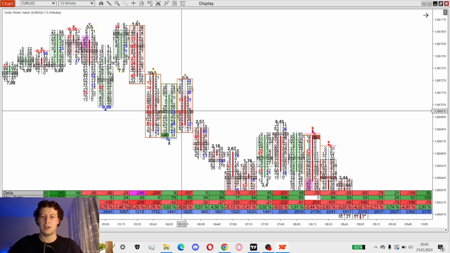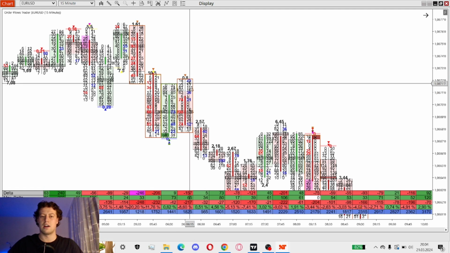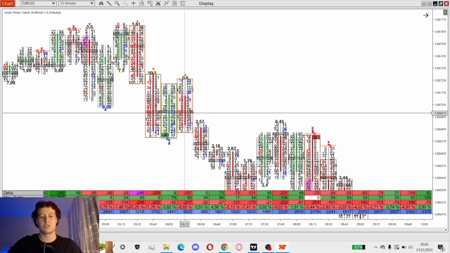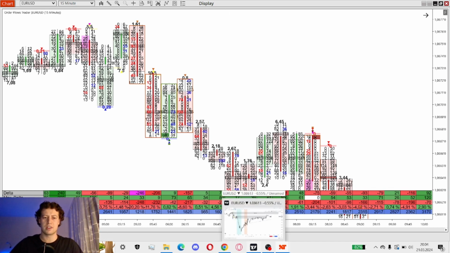Sellers are coming in, and buyers are trapped. Their stop losses were hit, and also 3 POCs in one exact precise price level, 1.08694 on footprints. This is the zone you want to see. I don't know if it works all the time.